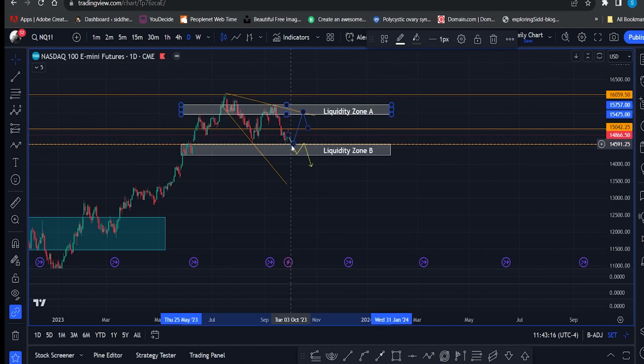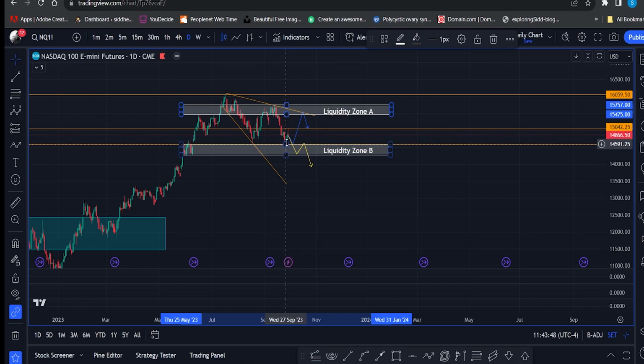Let's say the government resolves this shutdown situation, then it can bounce back probably up to 15,200 level or so along this range, or in a positive scenario it may reach this trend line, which is at around 15,574, where it can reach this liquidity zone A and probably get a rejection, coming back down to the 15,000 level.